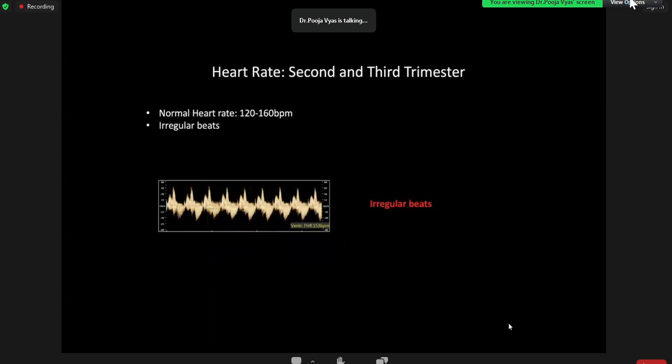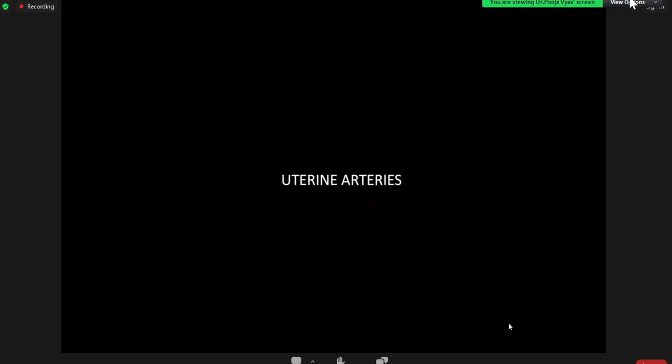In the second and the third trimester, heart rate is stabilized around 120 to 160 beats per minute. And we have to also see the pattern of waveform that we get. We don't just blindly choose the heart rate and then start moving ahead. We have to look for any irregular or ectopic heartbeats.